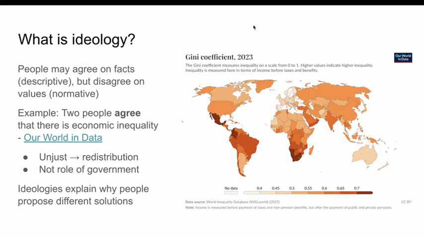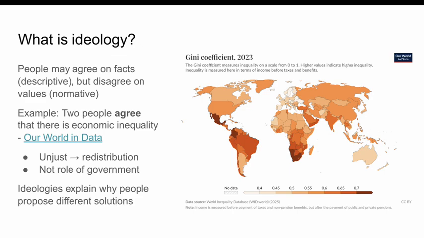So this is a map from a data collection project on the Gini coefficient. This measures inequality across the world. It's on a scale that ranges from 0 to 1, right? So higher values mean more unequal societies. And we can all agree in looking at this figure, and we might say in our hypothetical example that two people can in fact agree that there's economic inequality around the world, and even in their own countries, right? But they can disagree on what we should do with that information, right?